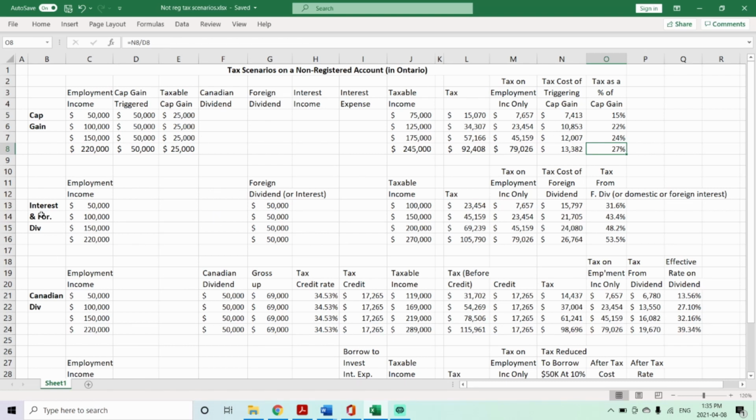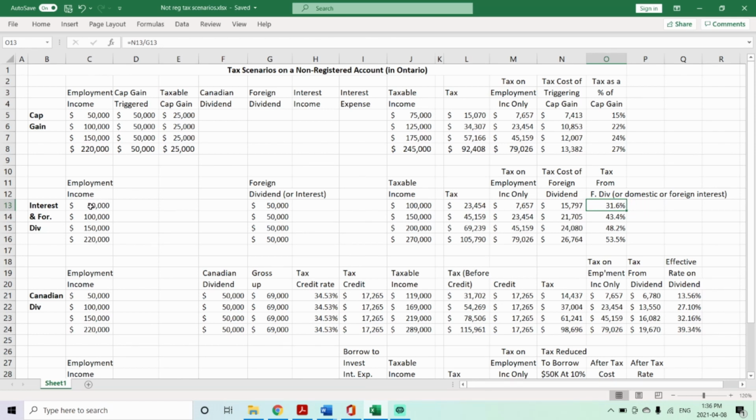Okay, interest and dividends from foreign corporations. They're both treated the same, and there's nothing special to these. There is no preferential tax treatment. So I earn $50,000. I get $50,000 of interest or dividends from a foreign corporation. My taxable income is $100,000. Tax on $100,000 in Ontario is $23,454. Just to be clear, that is tax paid to the federal government and to the provincial government, and combined it comes to $23,454. There's no tax break here. Tax from the foreign dividend is 31.6%. That's the same as it would be for employment income.